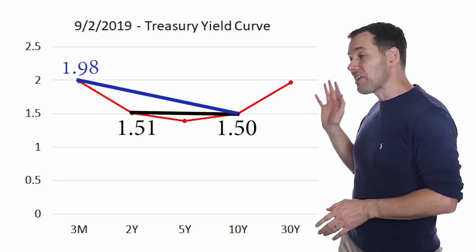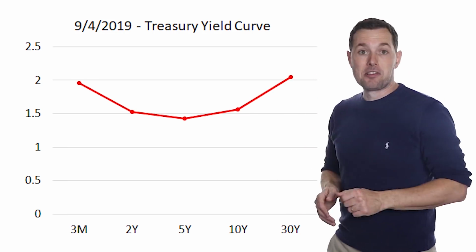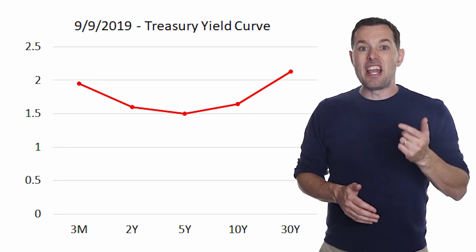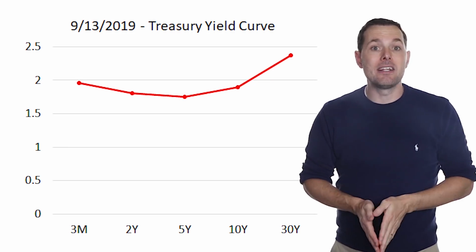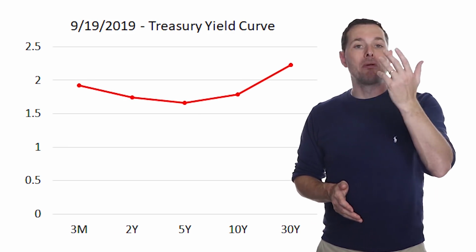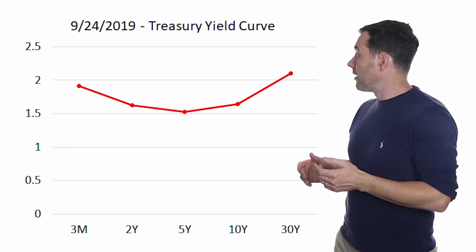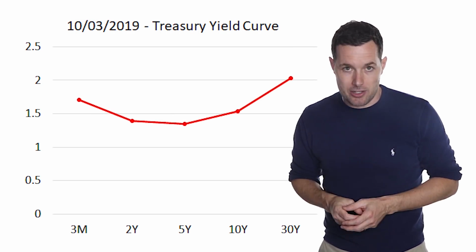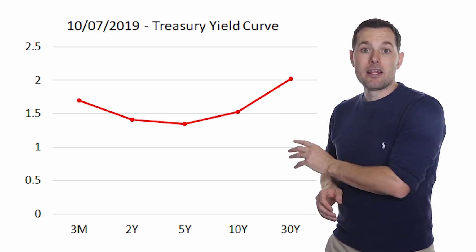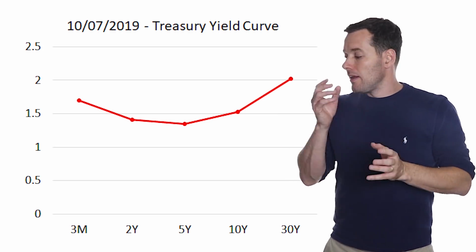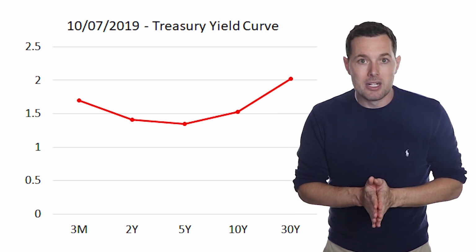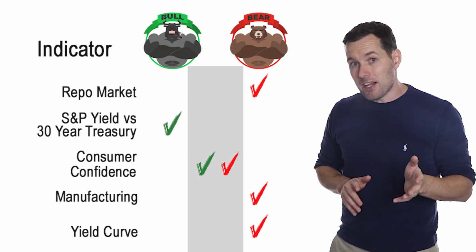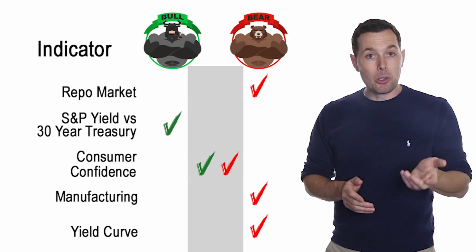But this was September 2nd. So if we fast forward a bit, we can now see that every day up until today, since they first inverted, the 3-month yield has been higher than the 10-year. So this brings us to today. And right now we can see that the yield curve is still inverted. So clearly this is a bad sign for the economy, and this point goes to the bears.